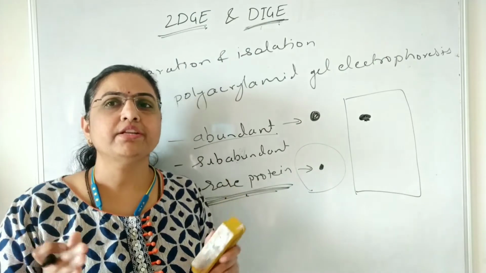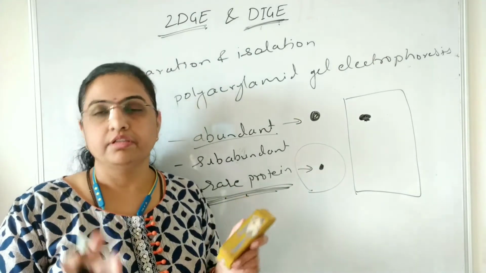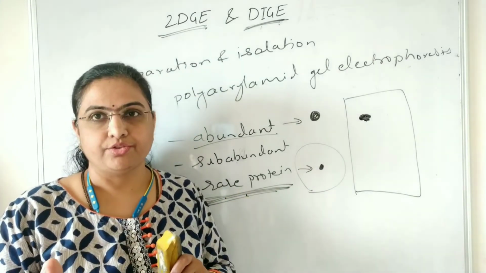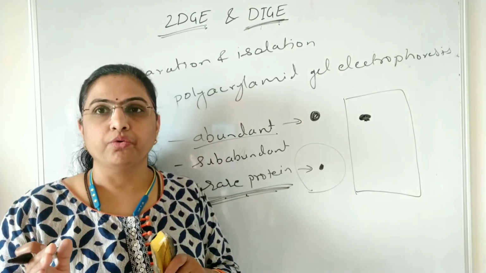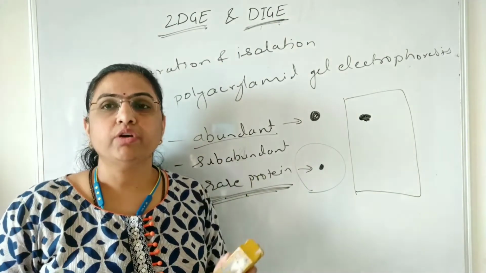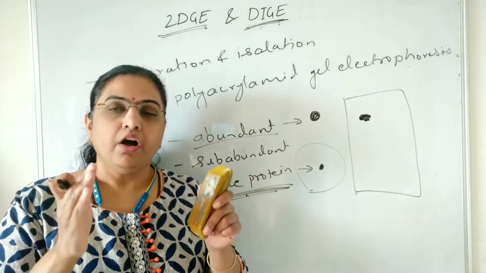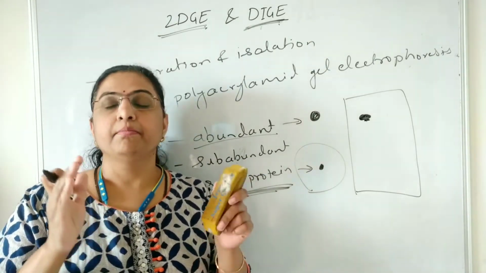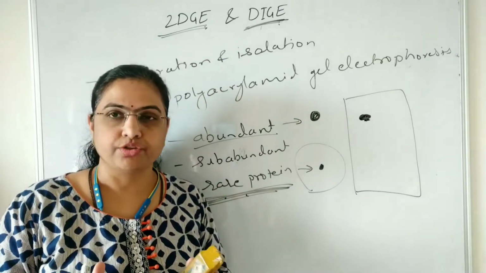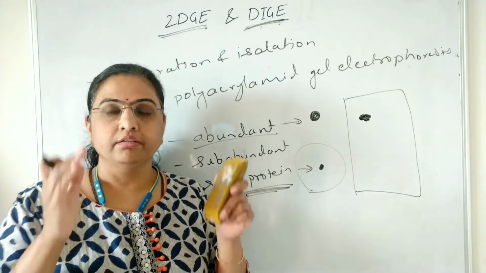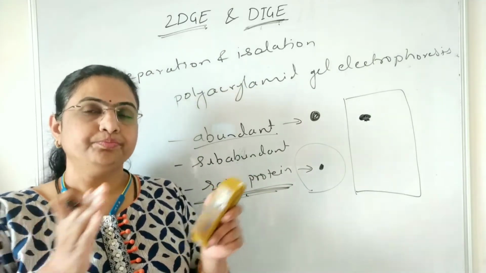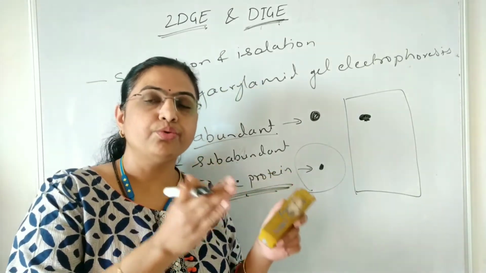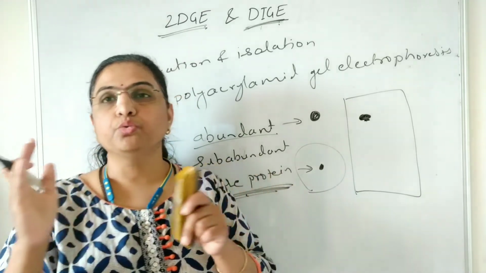Okay, narrow pH range means what? Suppose we take pH 7 to 8. Okay, 7.1, 7.2, 7.3, 7.4 up to 8. This is a narrow pH range. Or by using the flattened pH. Flattened pH means what? A range, such as pH 4 to 7, or pH 7 to 9.